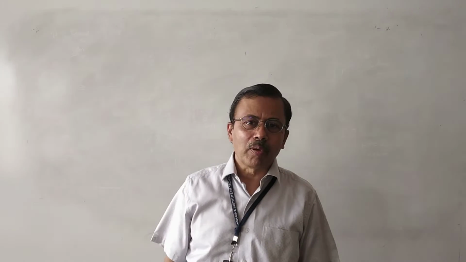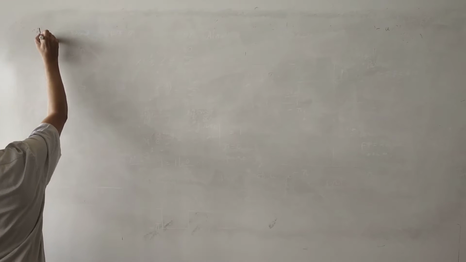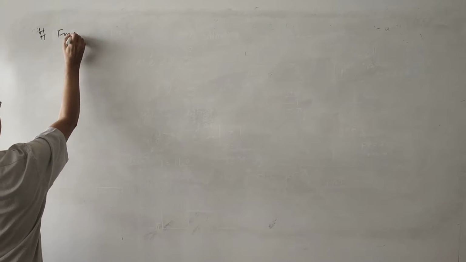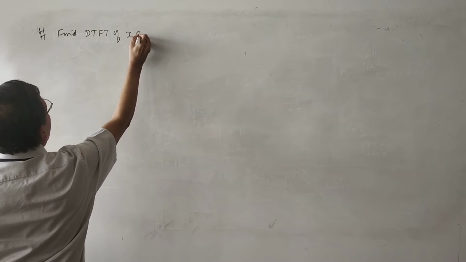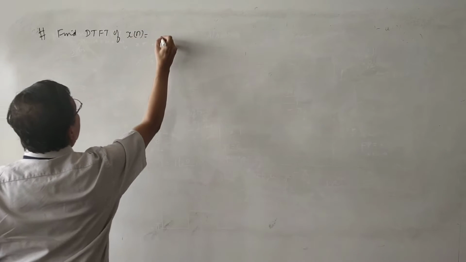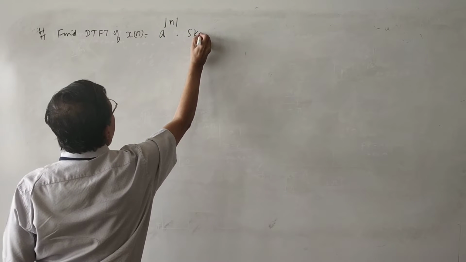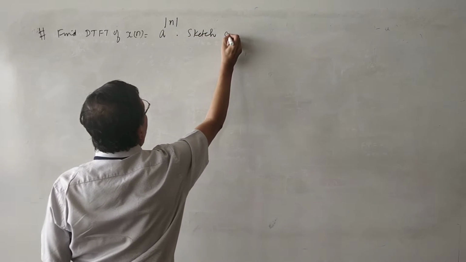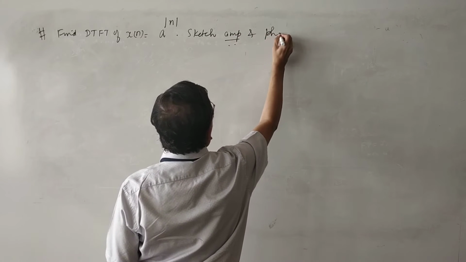We shall continue problems on DTFT. The problem is: find the discrete time Fourier transform of x of n equals a to the power magnitude of n. Sketch amplitude and phase spectra.